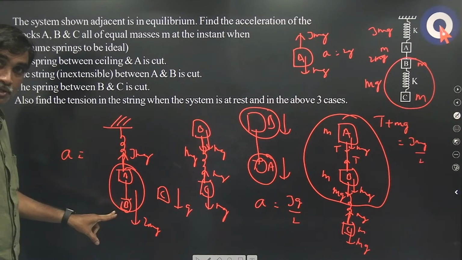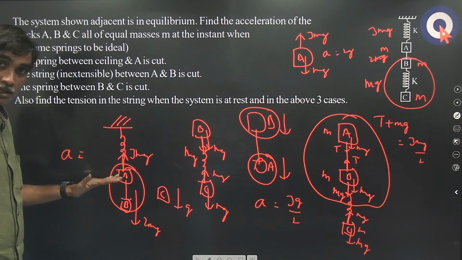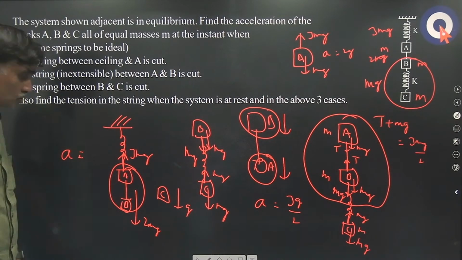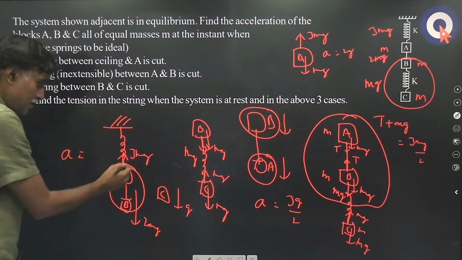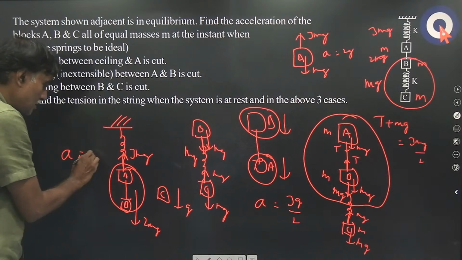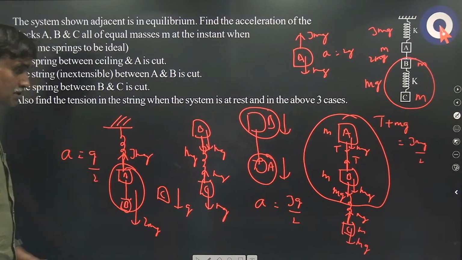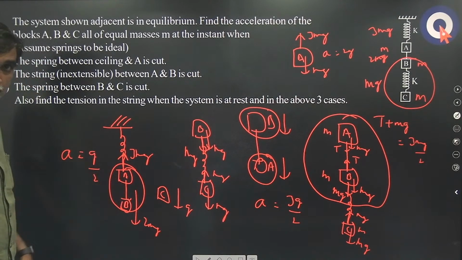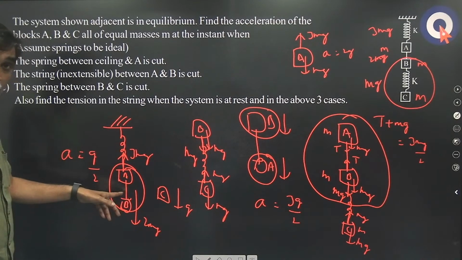Because they are connected by a string, they will move together unless the string is loose. Okay. So, what is the acceleration? 3 mg minus 2 mg, that is mg, divided by total mass 2m. So, that is g by 2. So, what is the acceleration of these two blocks now? G by 2 upwards.